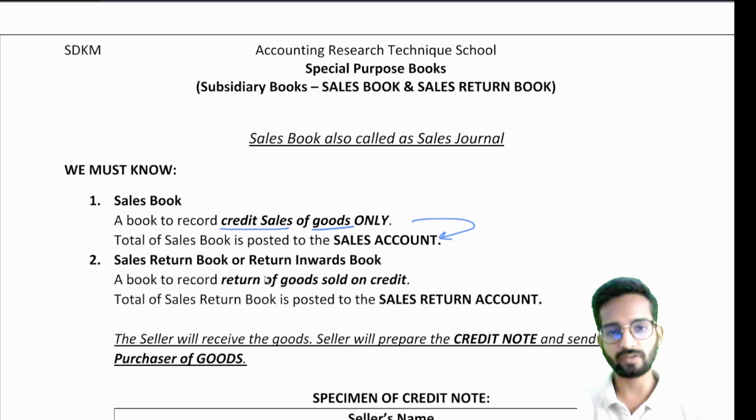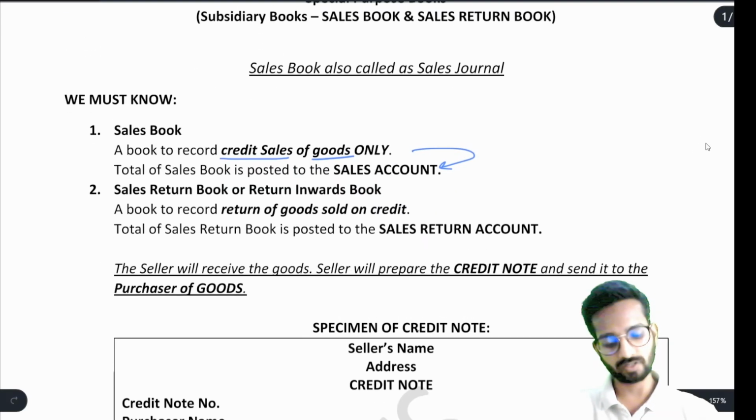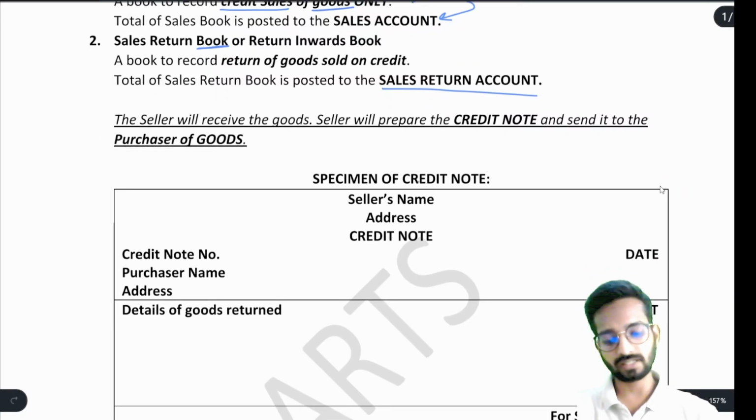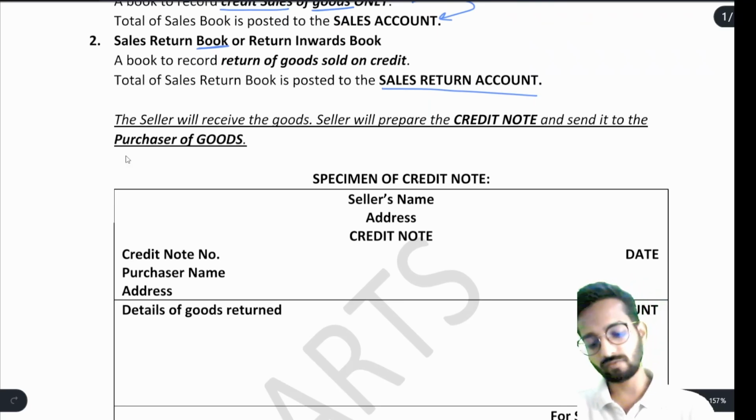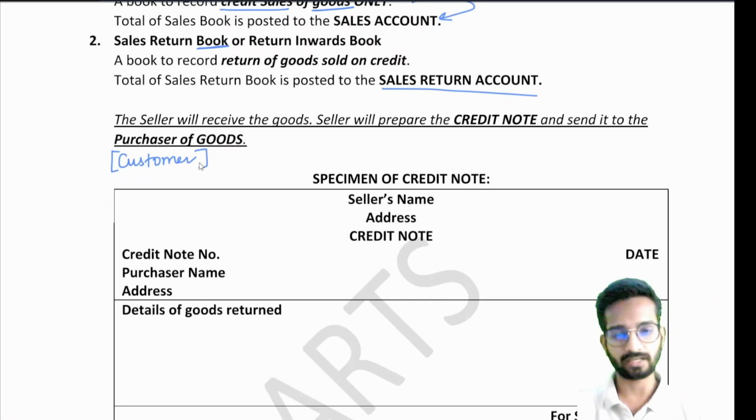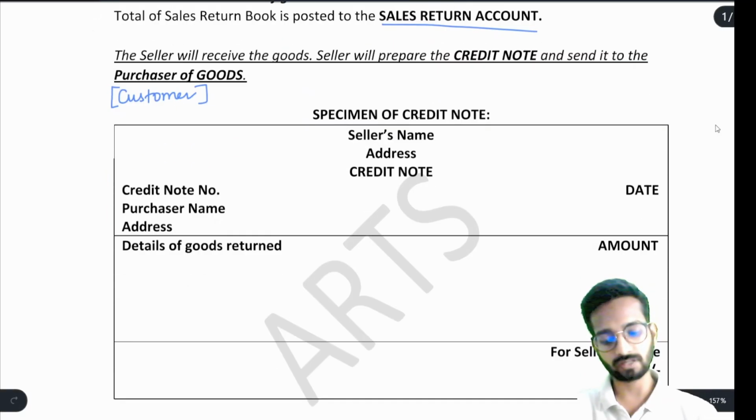In the sales return book, we will record the sales return what we receive from our customer, and then that will be transferred to sales return account. Remember, the total of book is transferred to the account. Next, the seller will receive the goods, seller will prepare the credit note and send it to the purchaser of goods. In this case the purchaser is our customer because we are the seller, we are receiving back any sales return. I will prepare the credit note and I will give it to the customer. Our customer is the purchaser of goods.